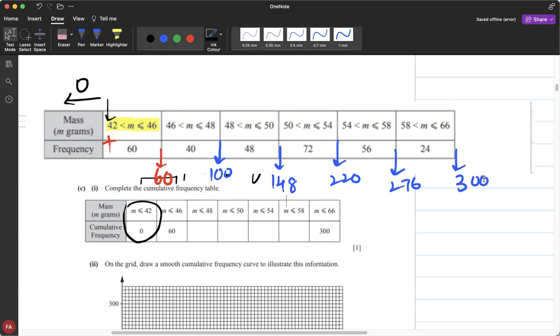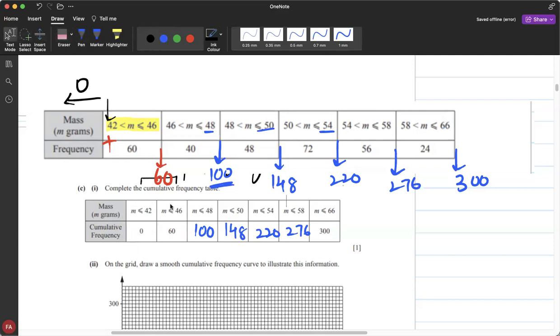Now, all I need to do is just fill out this table. So let's see. At 42 or till 42, we are having the total as 100. That means 100 goes over here. Similarly, till 50, we are having 148. So I also write down this number. Till 54, we are having 220 as my total. Till 58, we are having 276. And finally, till 66, we are having 300. That is already there for us.